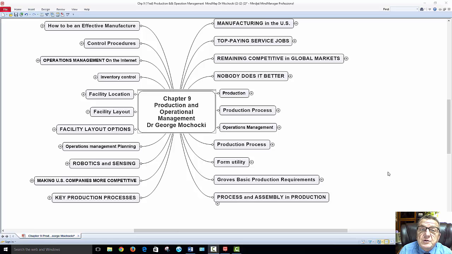So how do I use production or operational management in the service sector, or what we would call process mapping or process management?